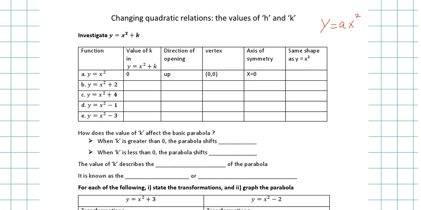Just recalling that x squared has a value of k. So the k here is 0, right? So you don't have a k. It's 0. The direction of opening, we know that from previous lessons. It opens up, right? And the vertex is at 0, 0. And the axis of symmetry is x equals 0, right? So this is the original x squared.